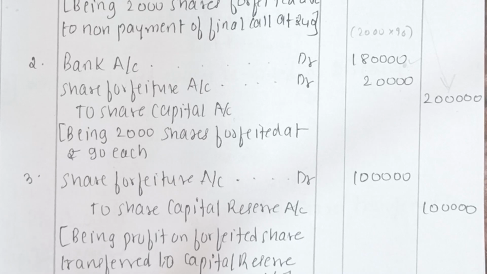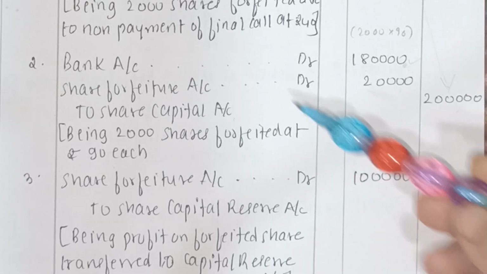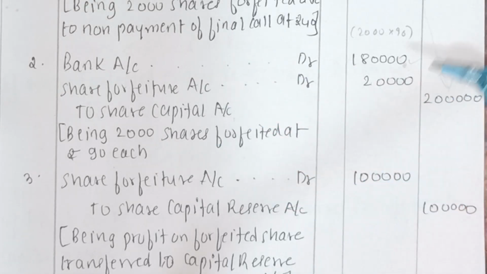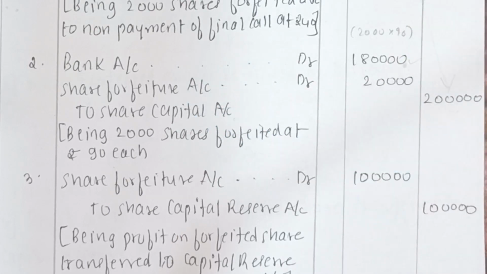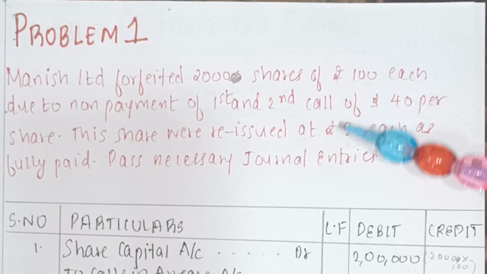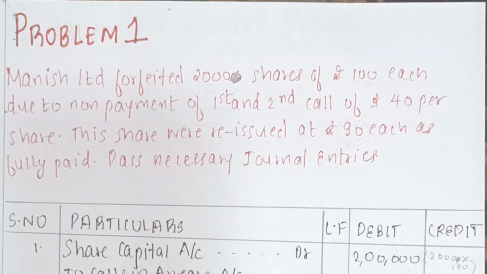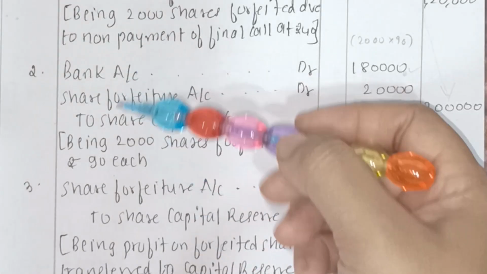So let's start with our second entry, that is bank account debit, share forfeiture account debit to share capital account. Let's start with bank account. First of all, why did I take this particular entry? Because when you see that the face value is rupees 100 and it was reissued at rupees 90, it means it was issued at a lesser amount as compared to the face value. So it is issued at discount. Therefore you have to take this entry.